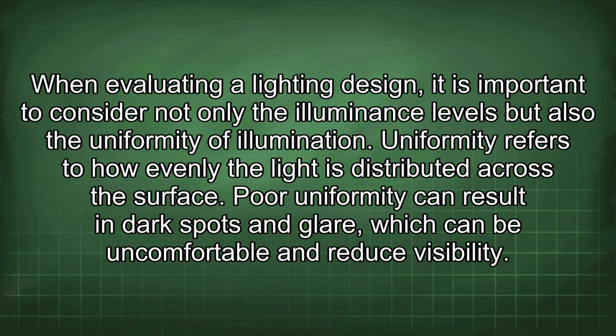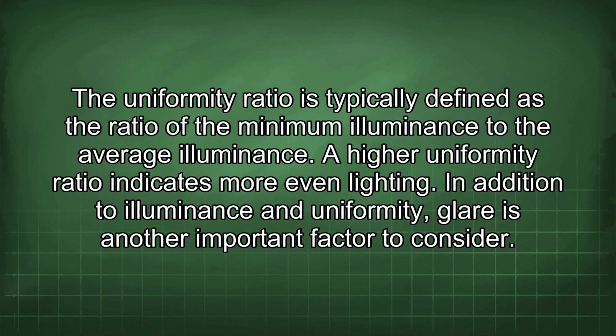When evaluating a lighting design, it is important to consider not only the illuminance levels but also the uniformity of illumination. Uniformity refers to how evenly the light is distributed across the surface. Poor uniformity can result in dark spots and glare, which can be uncomfortable and reduce visibility. The uniformity ratio is typically defined as the ratio of the minimum illuminance to the average illuminance. A higher uniformity ratio indicates more even lighting.